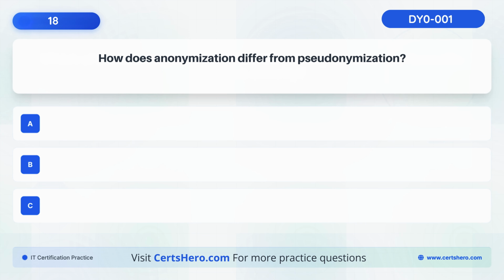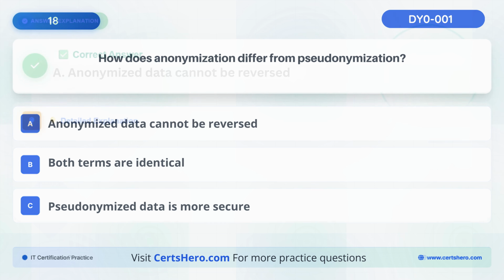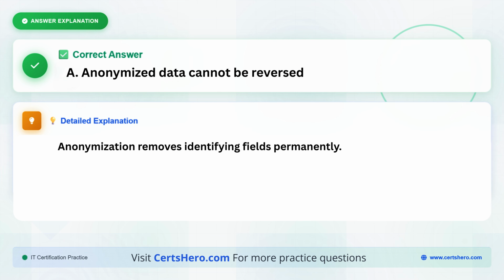How does anonymization differ from pseudonymization? A. Anonymized data cannot be reversed. B. Both terms are identical. C. Pseudonymized data is more secure. Correct answer is A. Anonymized data cannot be reversed. Anonymization removes identifying fields permanently.